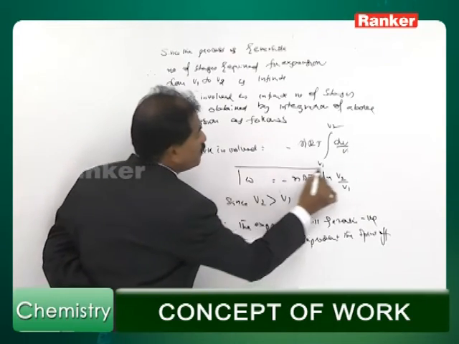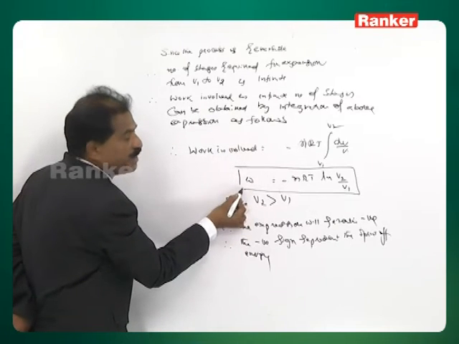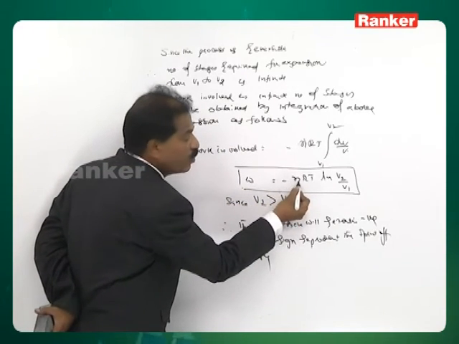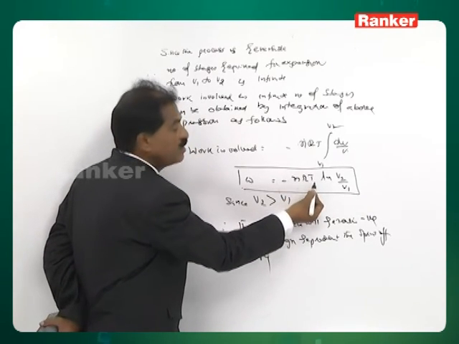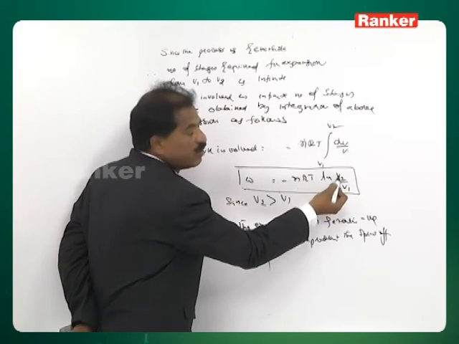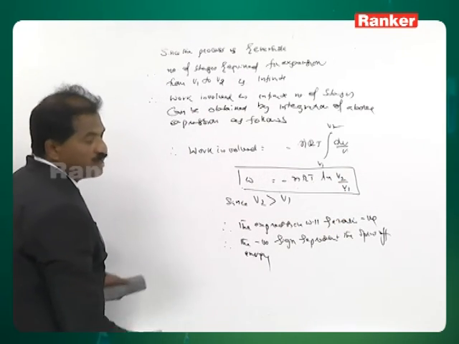Therefore, whenever you want to calculate the work done by the gas under isothermal reversible expansion process, this is the expression. In this expression, n is the number of moles of the ideal gas participating, R is the universal gas constant, T is the absolute temperature on absolute scale, V2 is the final volume of the gas, V1 is the initial volume of the gas.